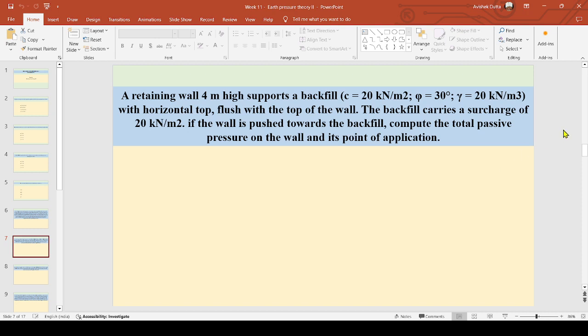The previous question was asking to find out the active pressure. This question is asking to find out the passive pressure. Flush with the top of the wall, it means at level.